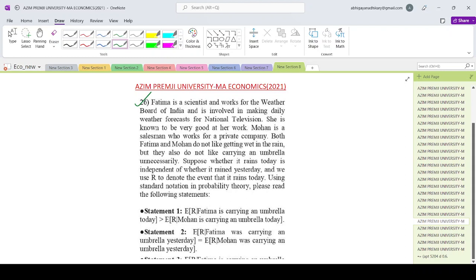Both Fatima and Mohan do not like to get wet in rain, but they also do not like carrying an umbrella unnecessarily. So, suppose whether it rains today is independent of whether it rained yesterday, and we use R to denote the event that it rains today. So, using standard notations in probability theory, consider the following statements.